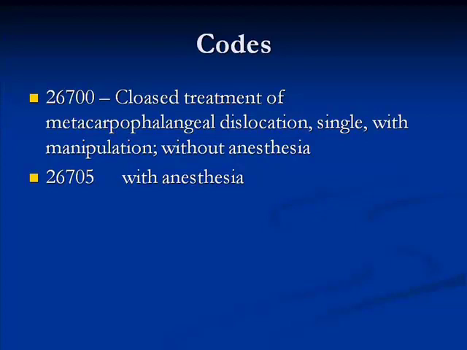The physician treats the metacarpophalangeal dislocation using manipulation. Anesthesia may be used if necessary. The physician determines the dislocation position of the bone. The physician uses external manipulation to relocate the bone. The 26700 dislocation is minor and no anesthesia is needed. In the 26705, dislocation is major and the anesthesia is required.